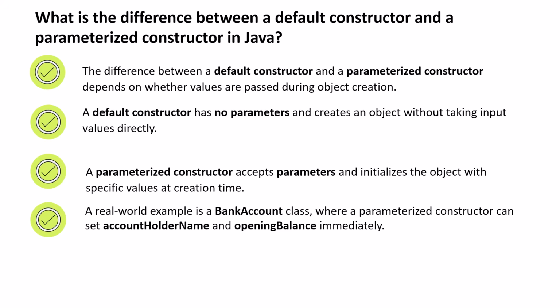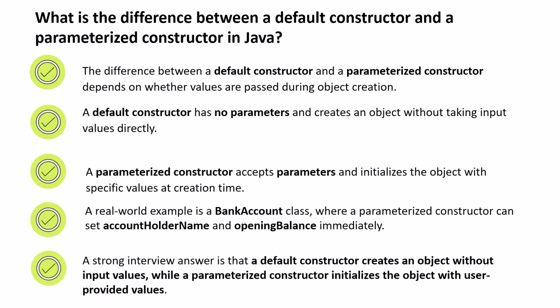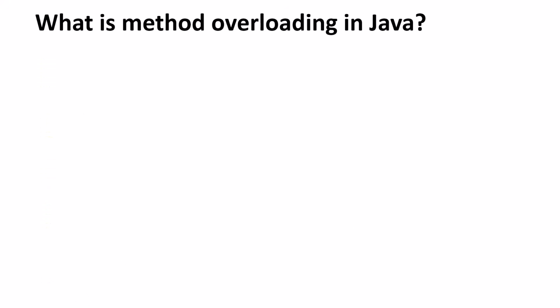Another important interview point is that if we define any constructor ourselves, Java does not automatically provide its own default, no-argument constructor. That is why developers often write constructors carefully based on how objects should be created in the application. So the best interview answer is this. A default constructor creates an object without requiring input values, while a parameterized constructor creates an object using values passed at the time of creation for better control over initialization. Next question. What is method overloading in Java?